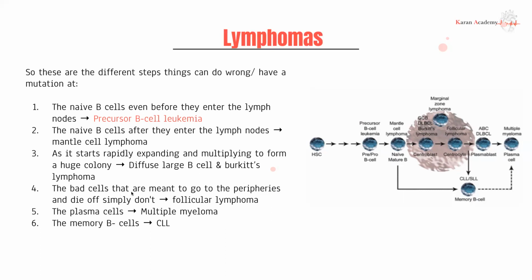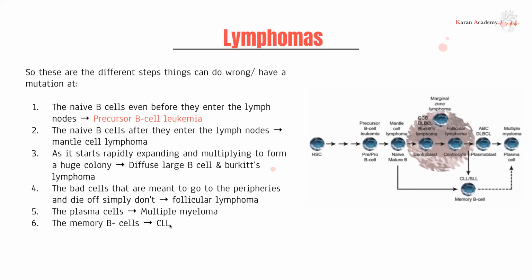The cells that are meant to go off and die in the peripheries enter the follicles, and this would be called a follicular lymphoma. And then the plasma cells, if they undergo a change, would be called multiple myeloma. And then the memory B cells would be called CLL.